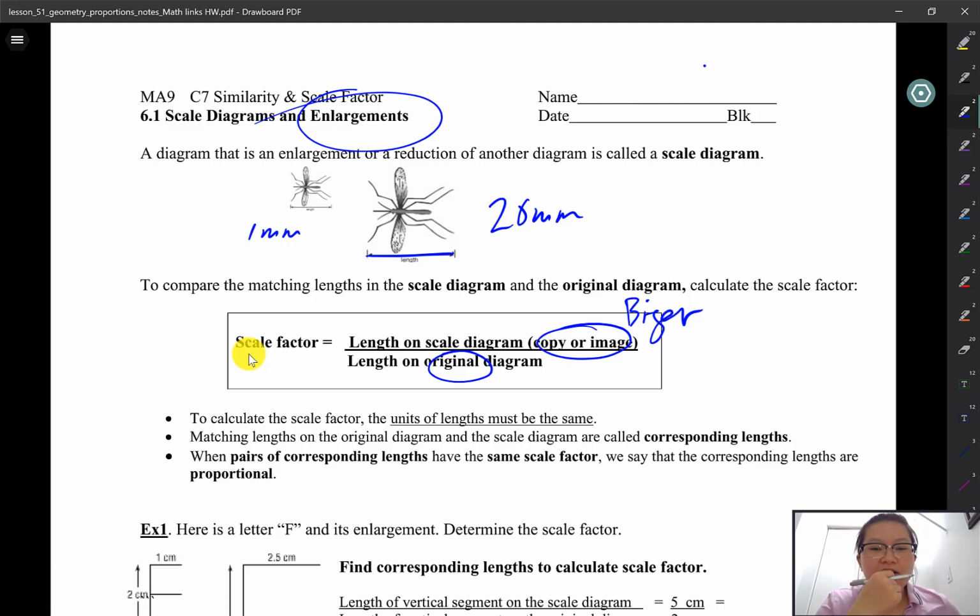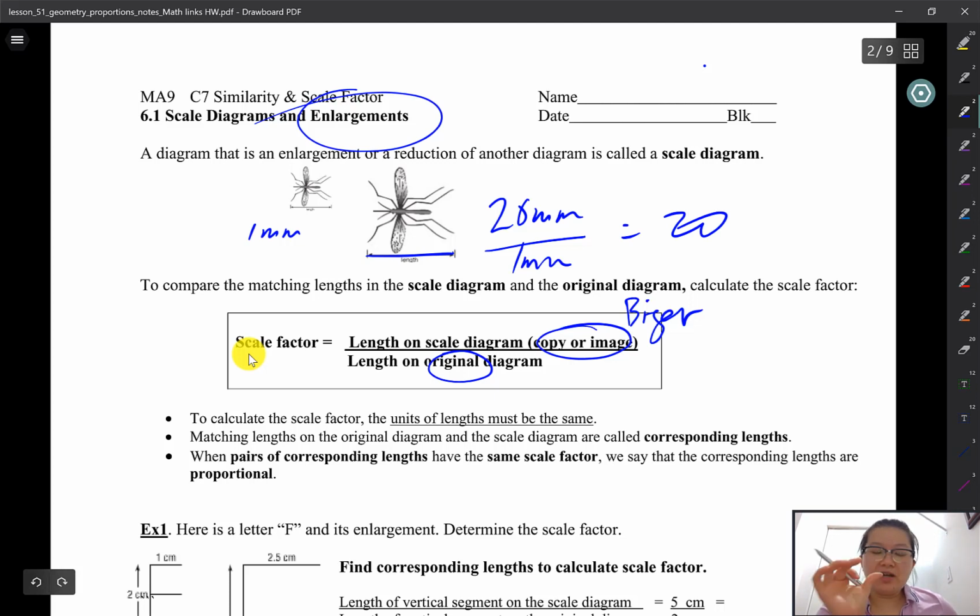The actual length of a mosquito is about, say, 1 millimeter. Then I'm scaling this up by 20 times. That's my scale factor, okay? So 20, which is my copy, divided by my original, is my scale factor, which is 20. If I have a big number on top and a smaller one on the bottom, I'm always going to get a value greater than 1. So for enlargements, your scale factor will be larger than 1. And you'll notice that when you're doing questions and whatnot, okay?